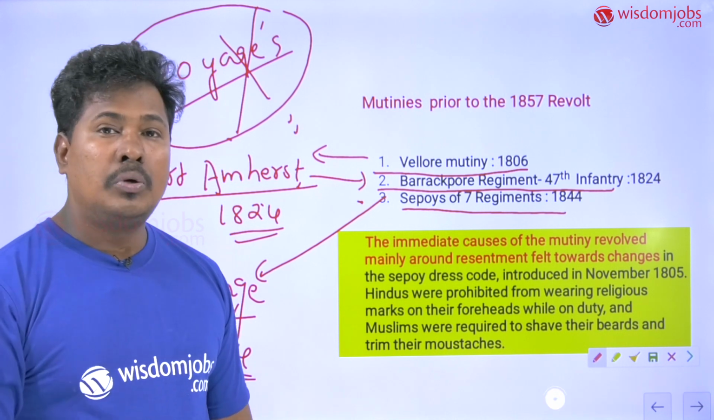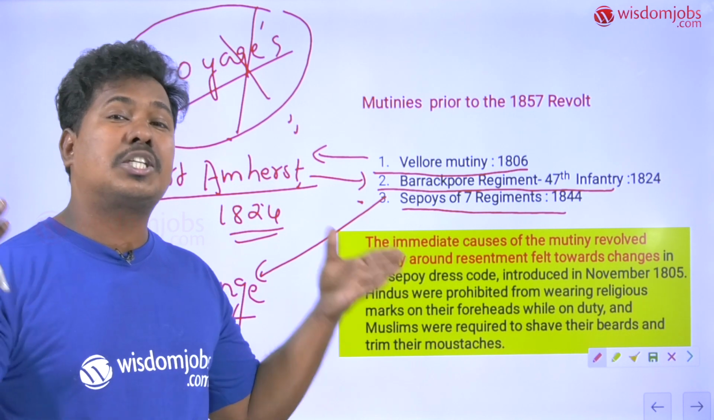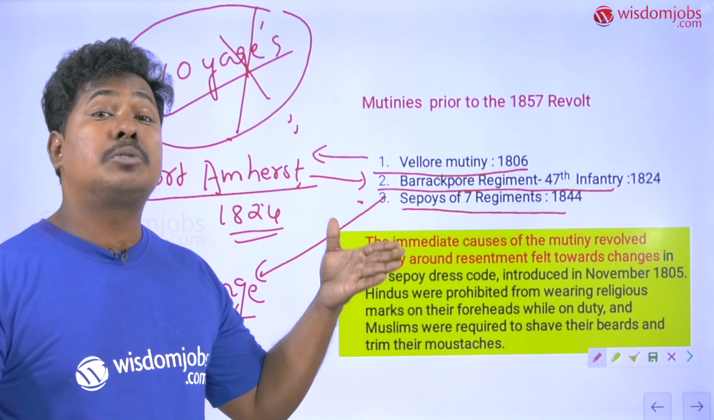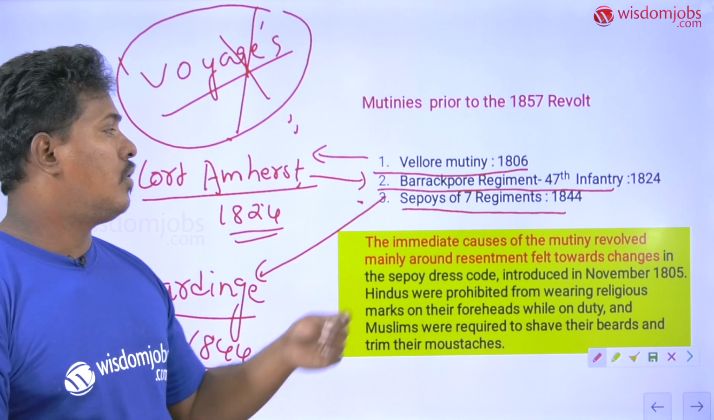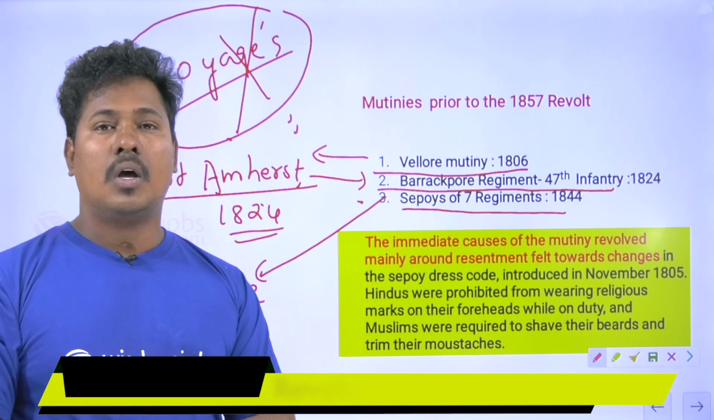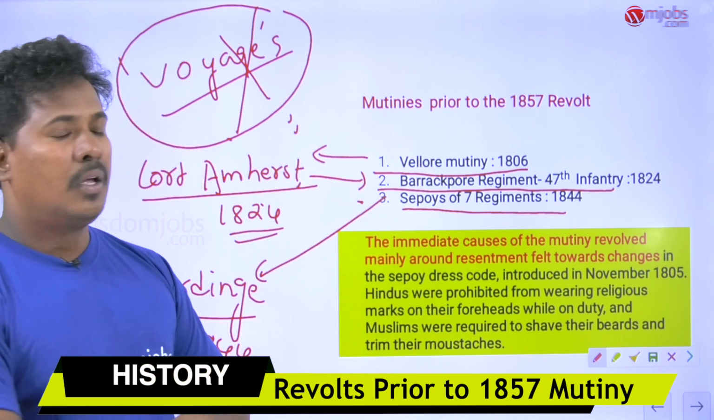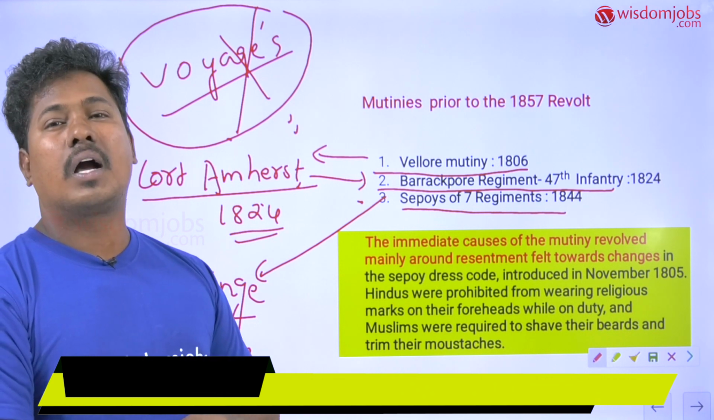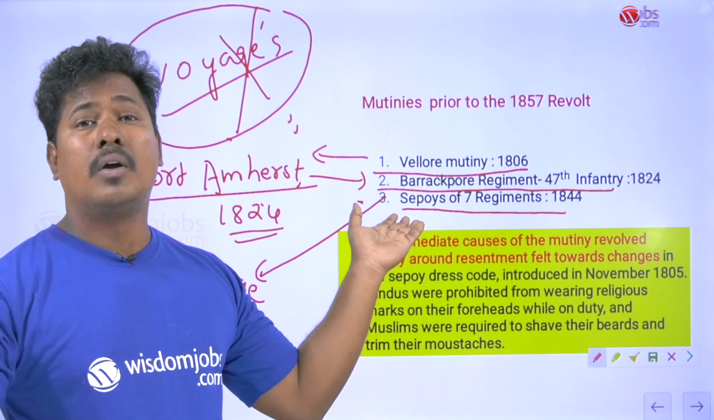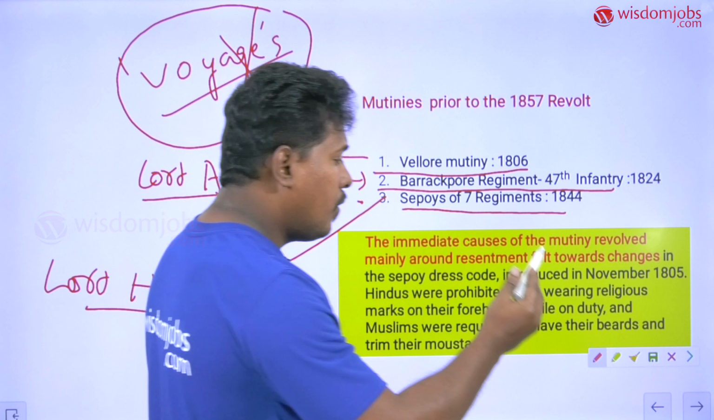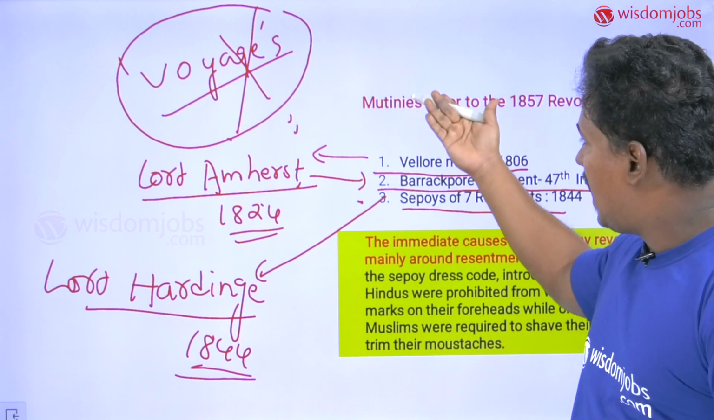And number 2, the deep involvement of British soldiers and Governor Generals in the customs, faith and religious practices of the Sipais. That was the main problem for the Sipais of 7 regiments across the Indian subcontinent in the year 1844. So these were the various mutinies led by the Sipais against the soldiers during the time of various Governor Generals, right? Now our discussion is on the time before the 1857 revolt.